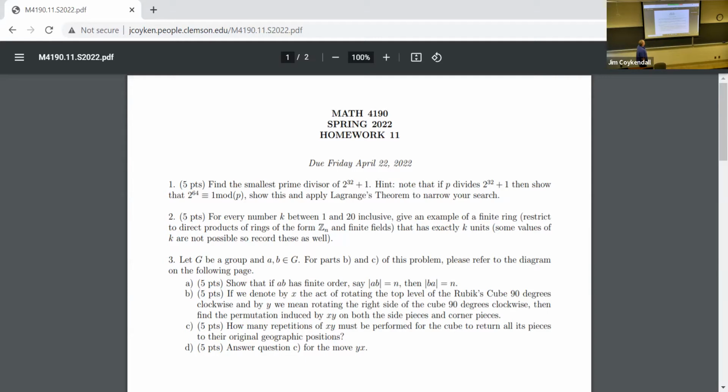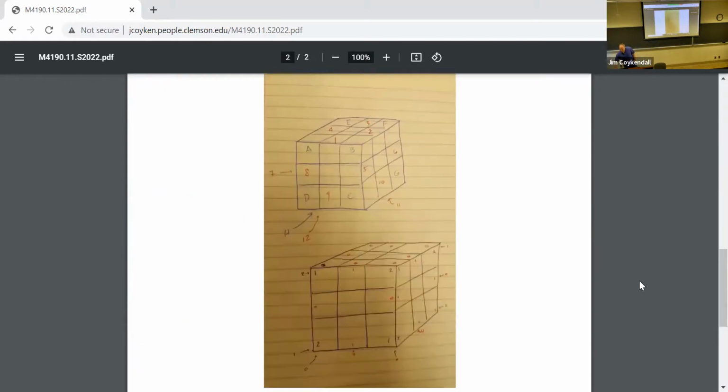Part B: if we denote by x the act of rotating the top level of the Rubik's cube 90 degrees clockwise, and by y rotating the right side of the cube 90 degrees clockwise, then find the permutation induced by doing move x, then move y, on both the corner pieces and the side pieces. And there's my beautiful rendition here.